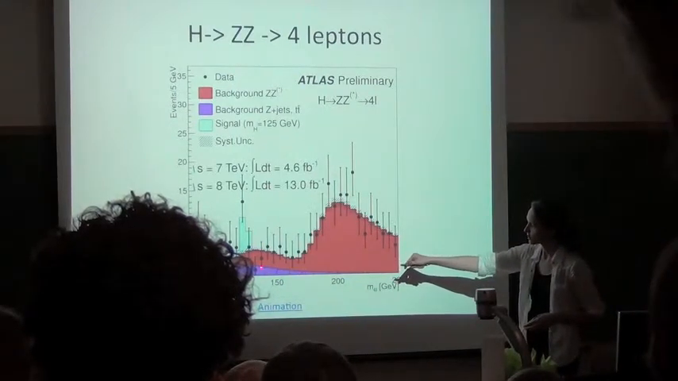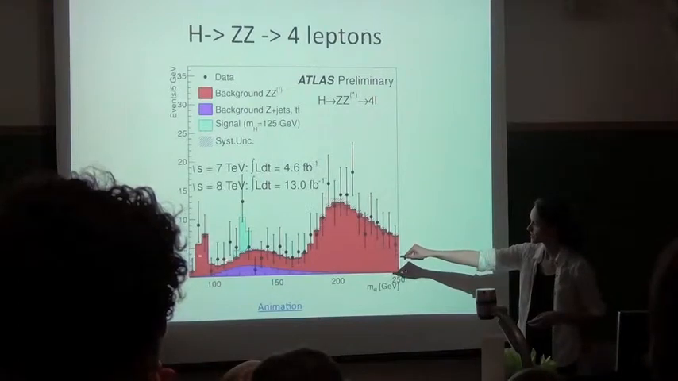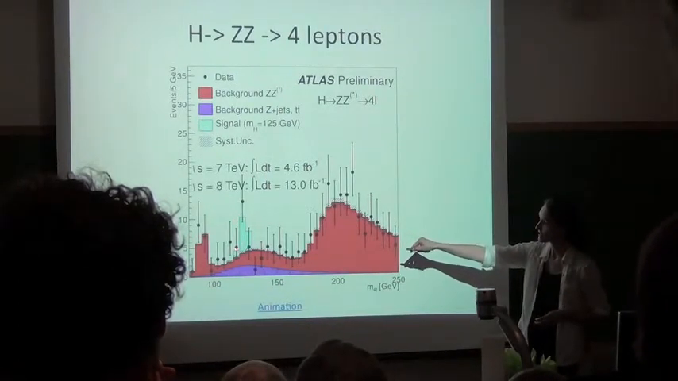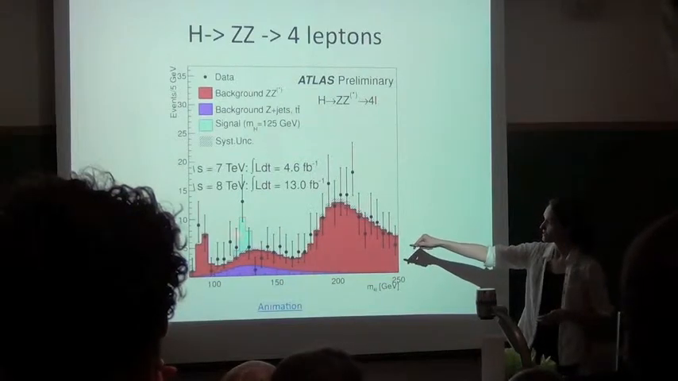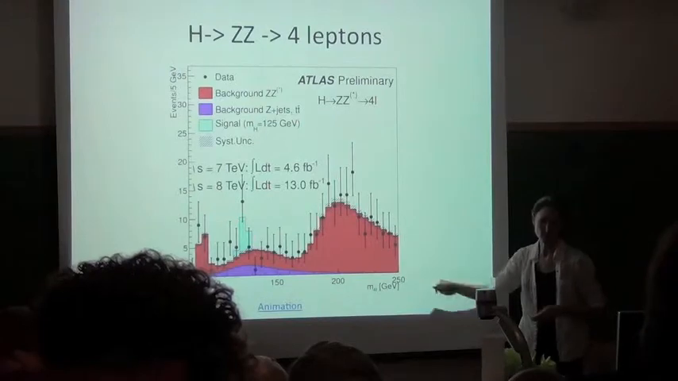The red plus purple is the standard model prediction, okay? Standard model prediction without a Higgs. This light blue is what we would have for a standard model Higgs. And you can see the data has this peak right about where the standard model Higgs would give you a peak.